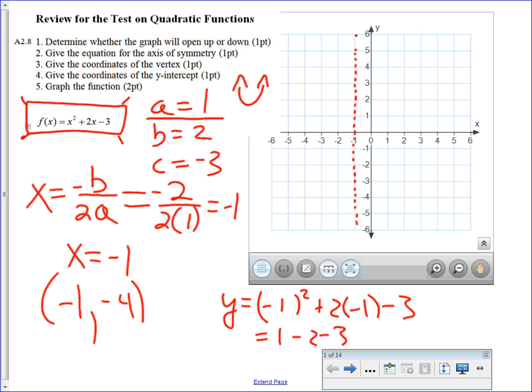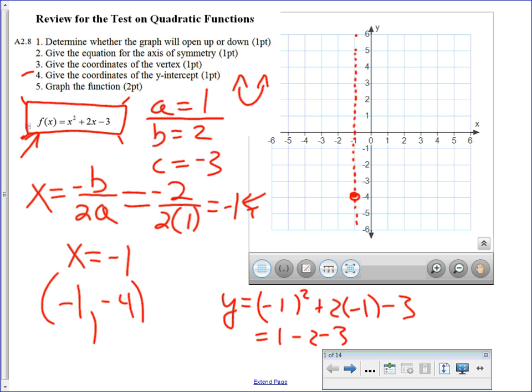Now remember that you can also get that from your calculator. If you plug the equation in, once you find the axis of symmetry here, you can go to the table of values and find your graph. And I'm just going to double check this. X squared. And we'll get negative 1, negative 4. So our vertex is right there.